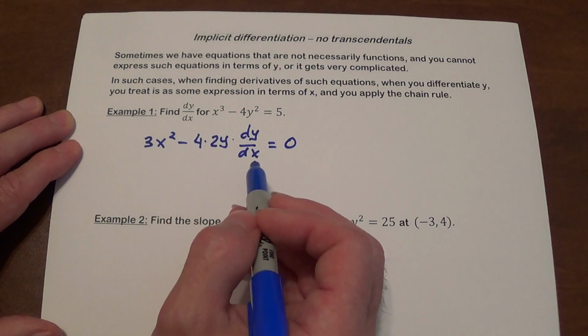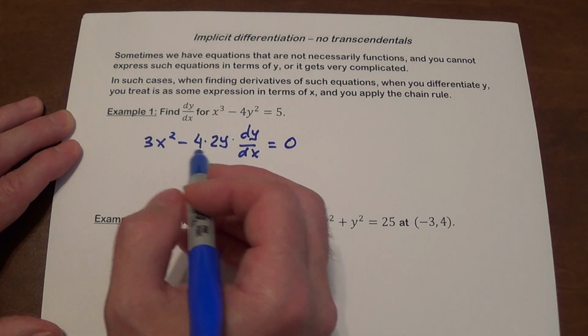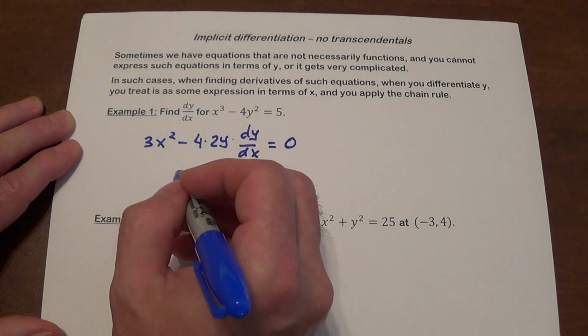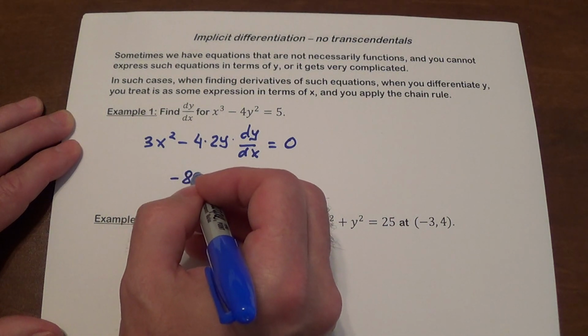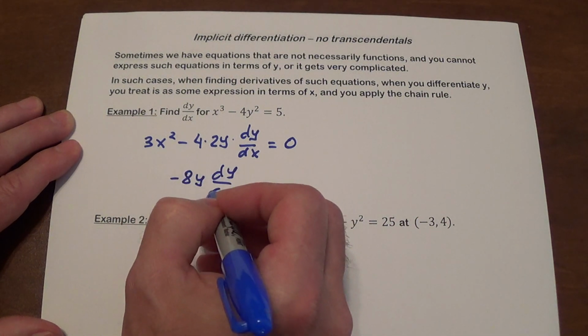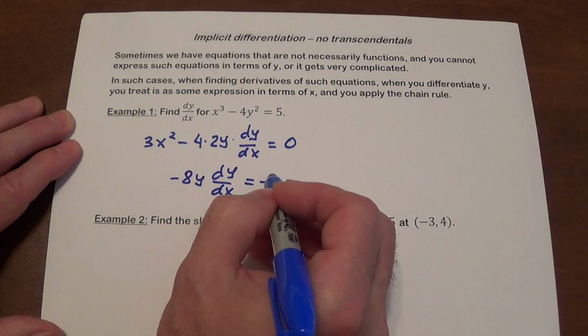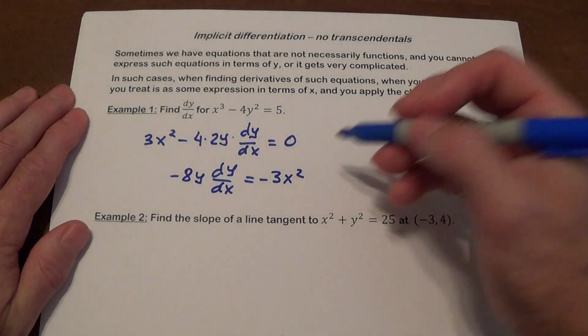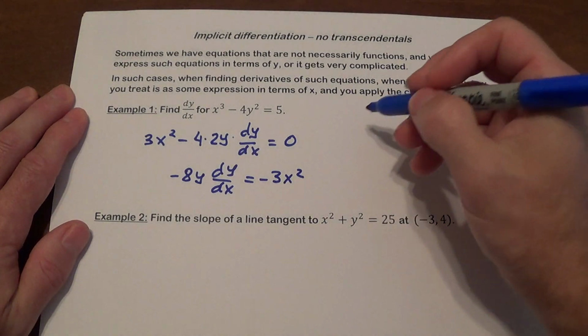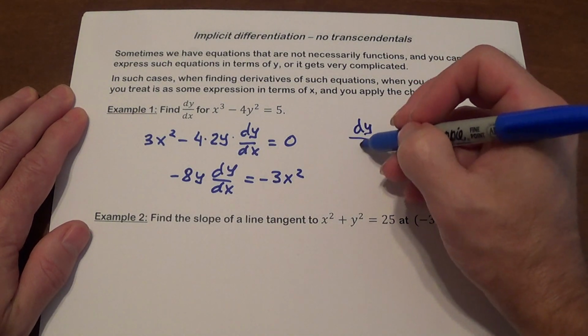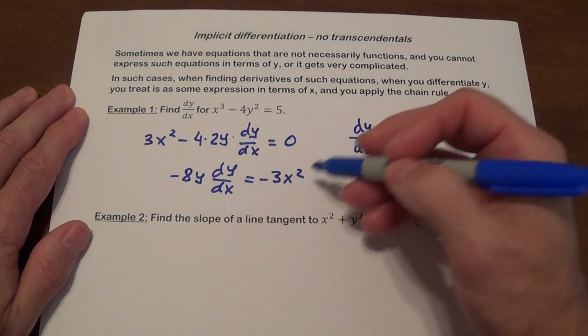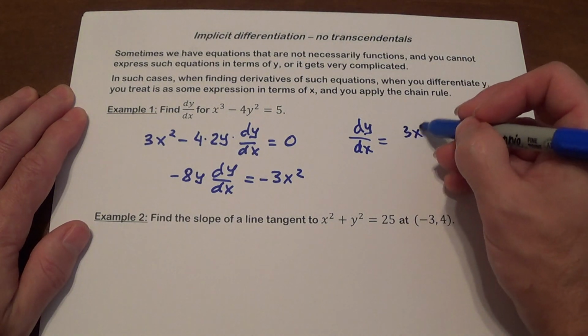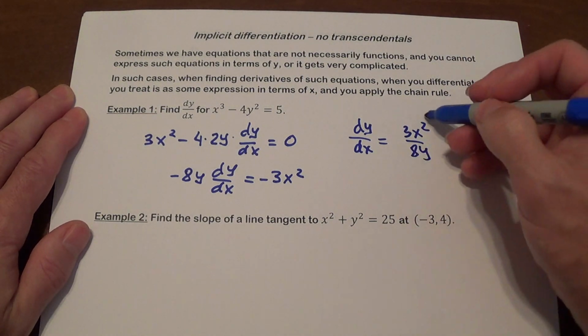We're trying to find dy over dx. So we're going to get 3x squared on the other side. This side is going to give us negative 8y dy over dx. And the other side is going to have negative 3x squared. And then we're going to divide both sides by negative 8y. So dy over dx is going to equal, negatives will cancel, 3x squared divided by 8y.